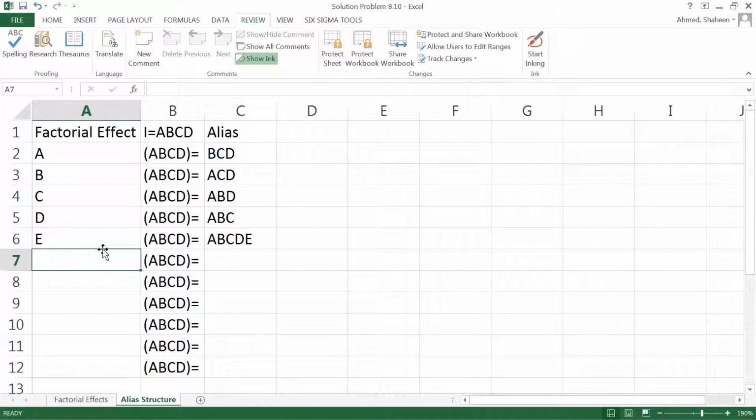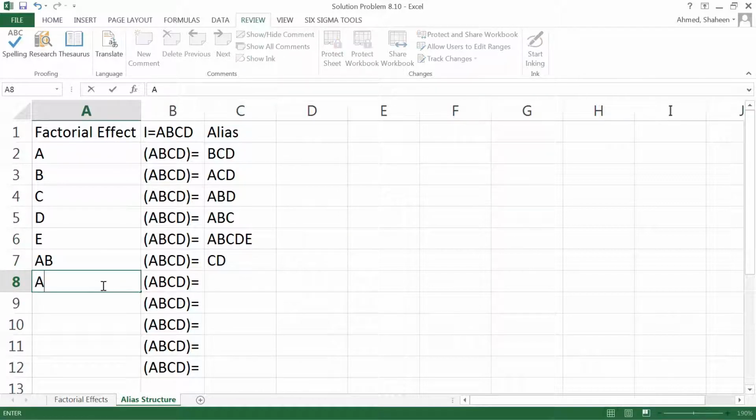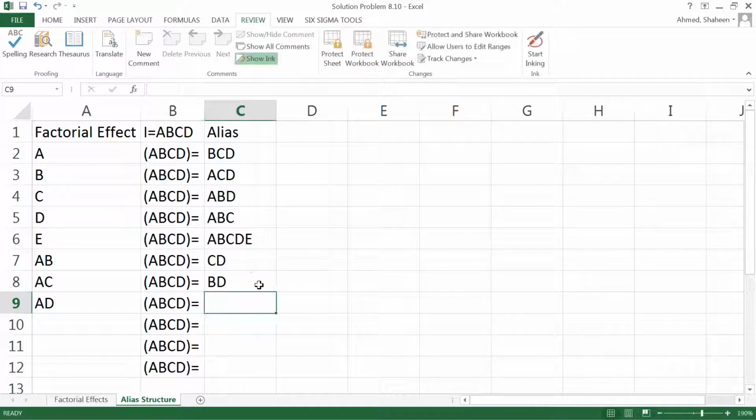Then we have to do it for the second order, or two-way, interactions. So for two-way interaction AB, multiply AB with ABCD, so A squared B squared is gone, and it's going to be CD. Then AC will result in BD, and then AD will result in BC.